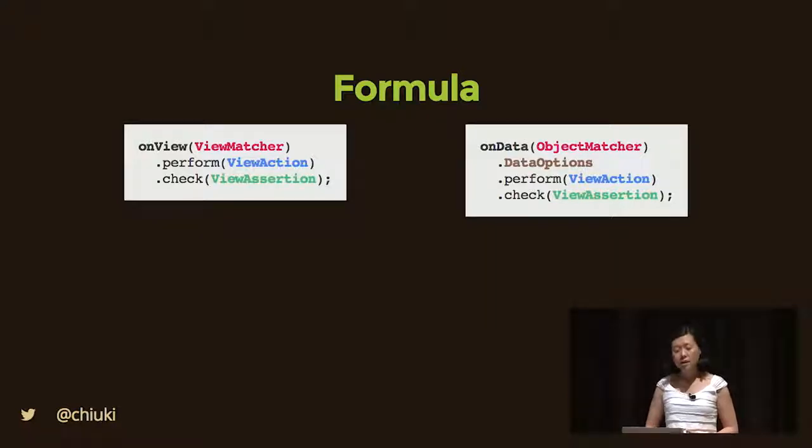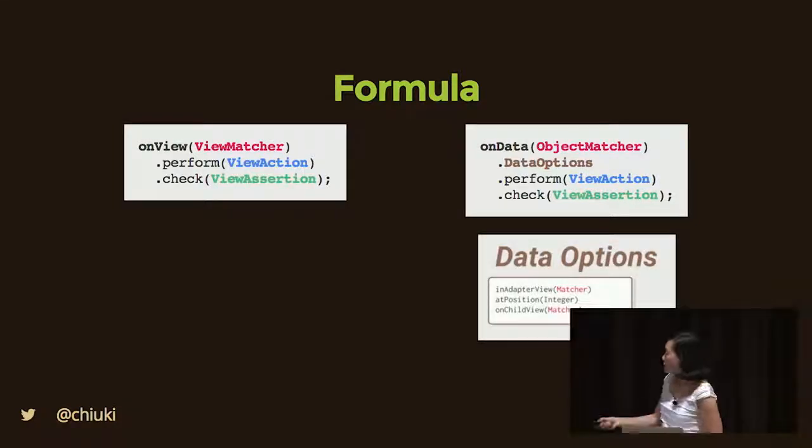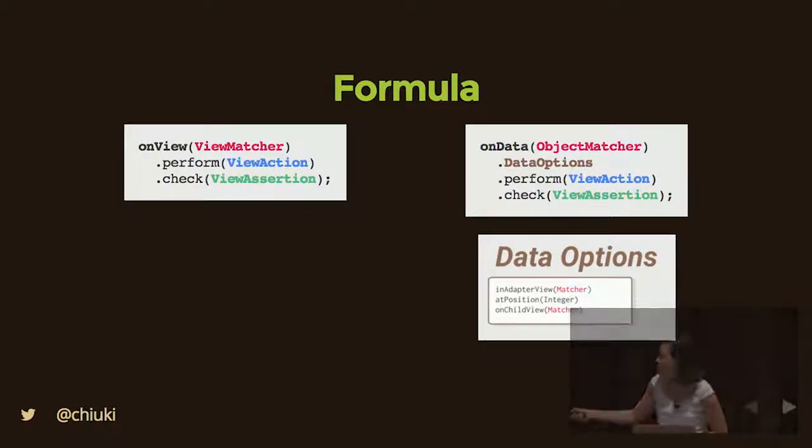So the way onData works is that instead of looking for a view, it will look into the data, essentially your array. For example, if you're displaying an array of strings, it will look for strings rather than views, like text views. And the data options, I hope you can see it, are things like inAdapterView. So for example, even if you just blindly look from the data, but you have multiple adapter views, multiple list views in your app, then it doesn't know which one you're trying to match.